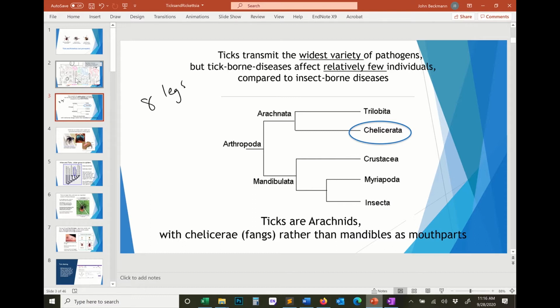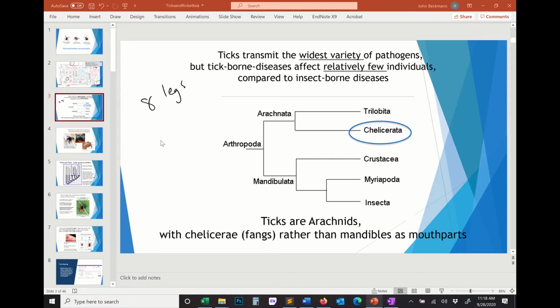Here's the chelicerates. Ticks transmit the widest variety of pathogens. So they transmit a lot of different things, viruses, bacteria, protists, diseases, and they're feeding on many different things, and they take multiple blood meals. So it allows them to kind of accumulate all these dirty things inside their system, which they can transmit.